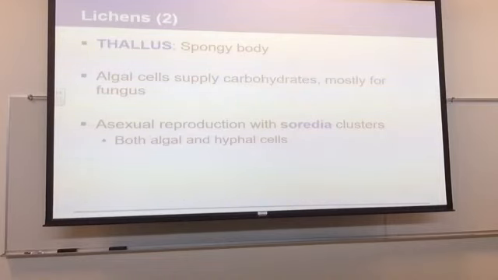Let me show you real quick. Of course, this is the academic way of saying what we've already said. Let me say that before I click this. Algal cells, so this is using algae instead of a cyanobacteria, supply the carbohydrates. What carbohydrate am I talking about? Sugars. And those are supplied for the fungus. And the fungus supplies water for that organism.